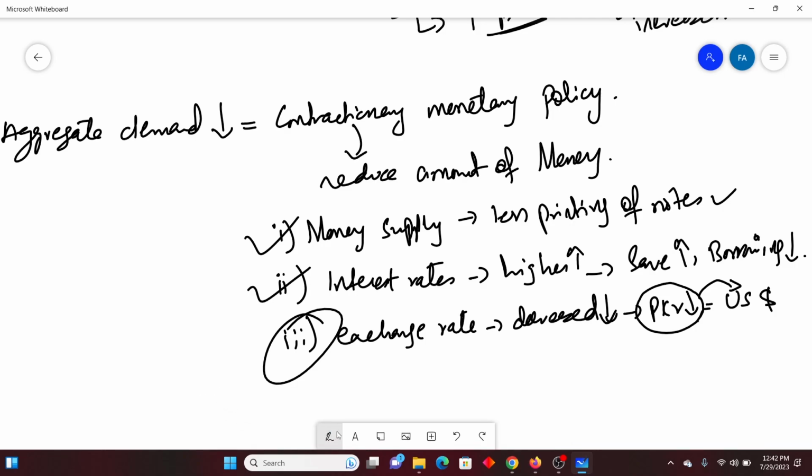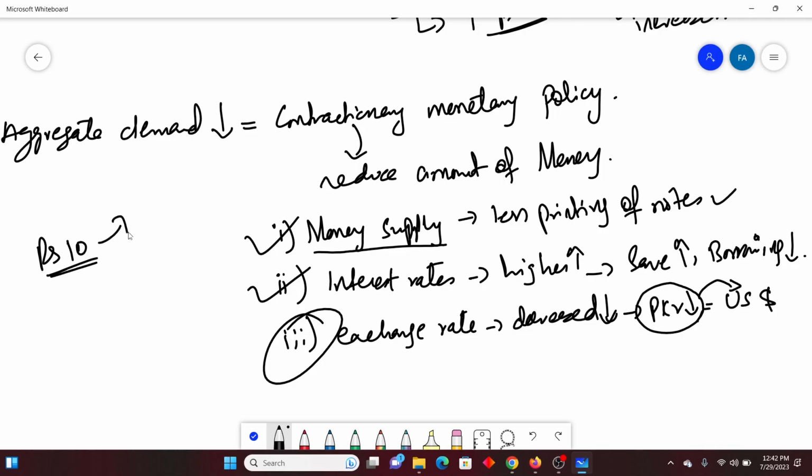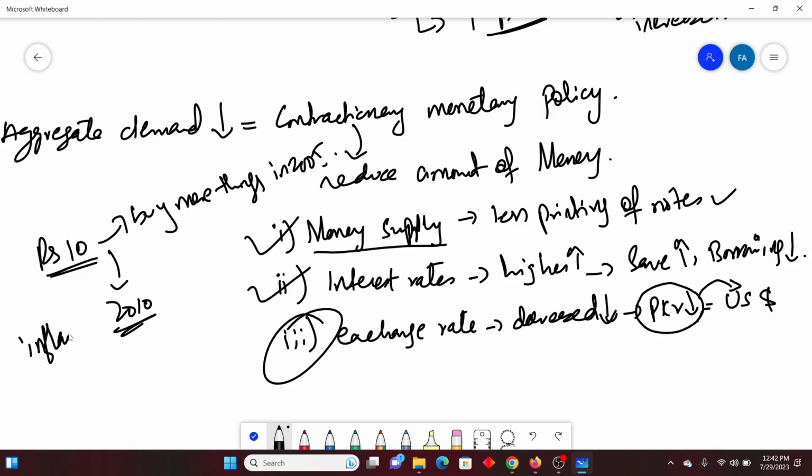Vice versa. If I'm talking about money supply, if we are printing more notes, what happens? When we are printing more currency, coins and these things, there is less valuation of the currency. If I give you an example of this, a 10 rupees note, which used to buy more things, let's suppose in 2005, would be giving you fewer things in 2010, just because of the inflation factor. So we need to understand this.